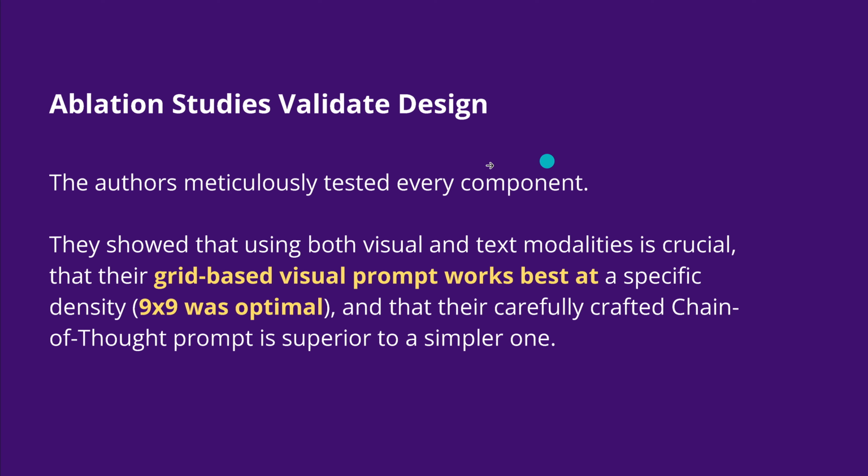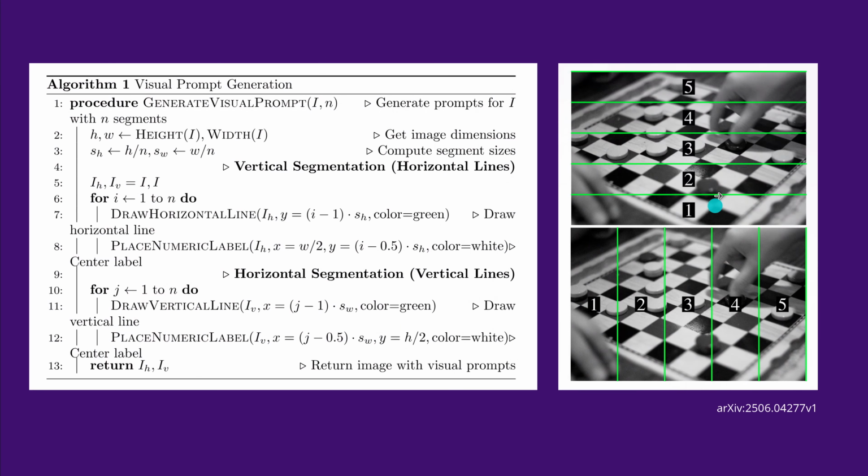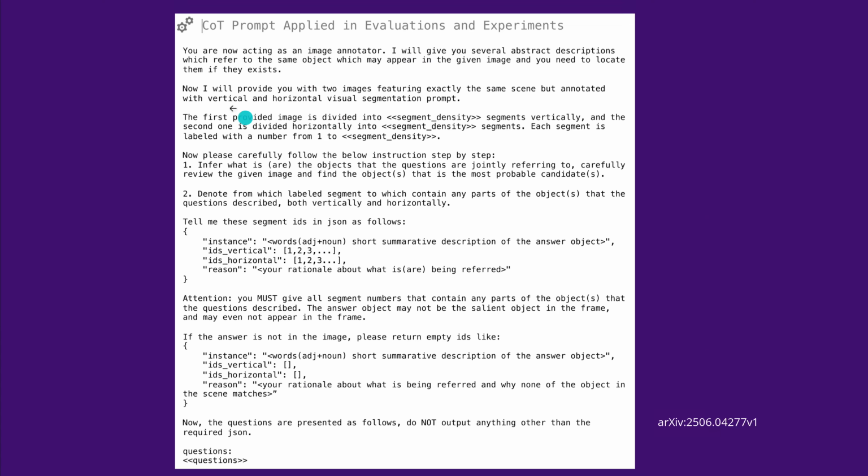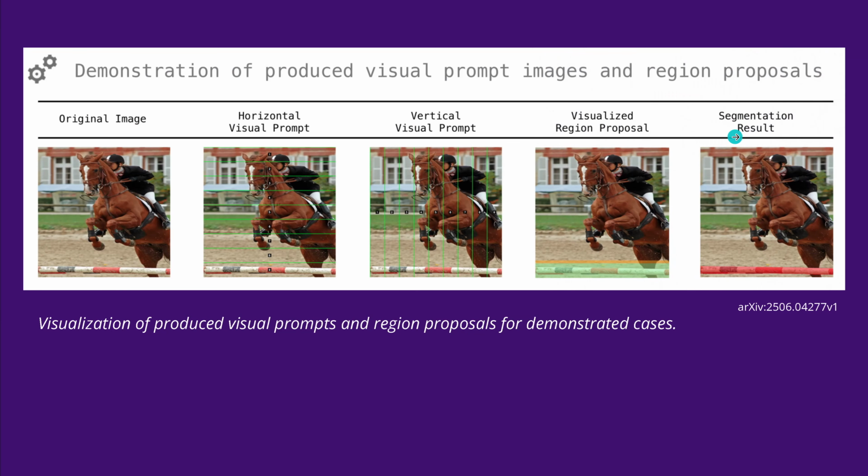Yeah, they said if a visual prompt with a grid-based 9x9 was optimal, beautiful, you find all the data. Yes, you can imagine now the horizontal grid and the vertical grid and how you build this. And then they give you the exact chain of thought prompt applied to experiments where you ask the system, hey, give me the instance, give me the vertical ID, the horizontal grid IDs where the object is located, give me now the complete reasoning, and the AI provides all this information for you.